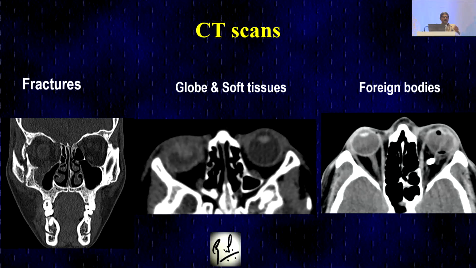Akshay, how will you know that the foreign body there is plastic, metal, or wood on a CT scan?